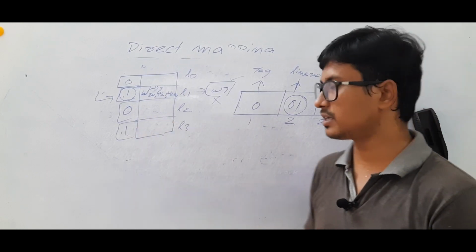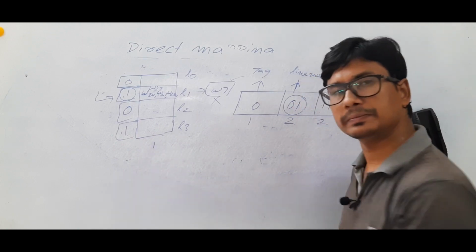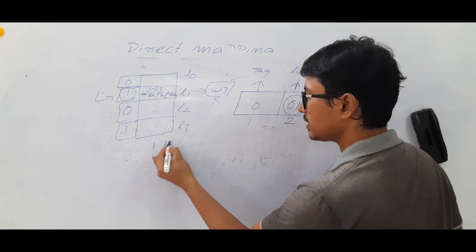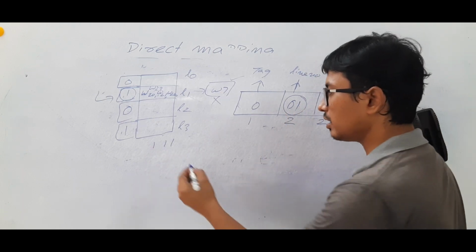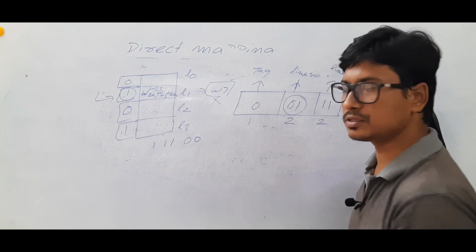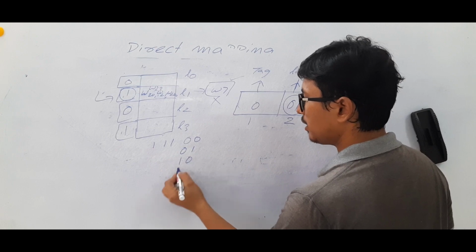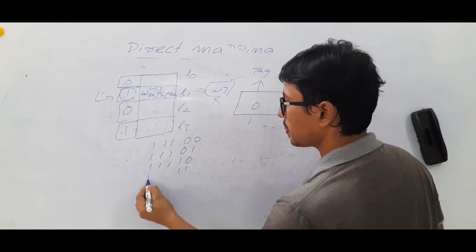Let's take this line. This line has the tag bit as 1. Now what is this line number? It is 3. So 3 can be written as 1, 1. Obviously here it will be 1, 1. Am I right or wrong? Then the remaining 2 bits are 0 0, 0 1, 1 0 and 1 1. Am I right? So these values are the same.